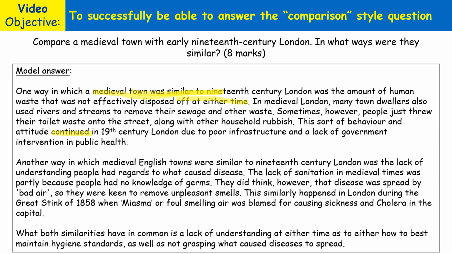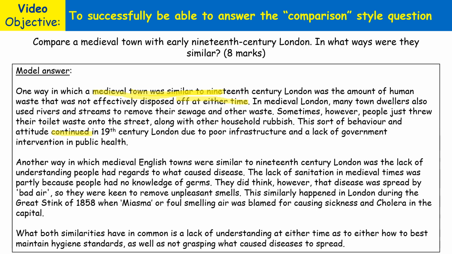So this sort of behaviour and attitude continued in 19th century London due to poor infrastructure and a lack of government intervention in public health, which is also, incidentally, one of the factors which is important for the 16-mark question. If you click on the link at the top of the video now, it will take you to a 16-mark question guidance video. And then we're going on to the second P paragraph.